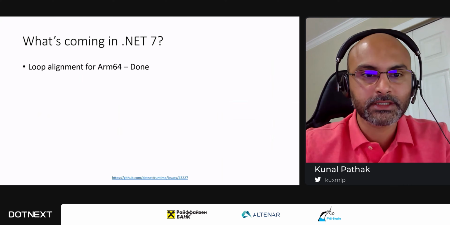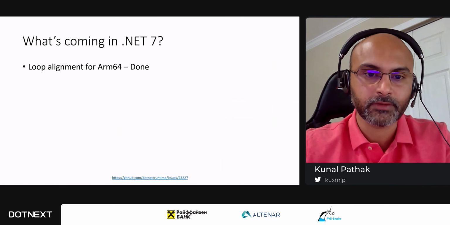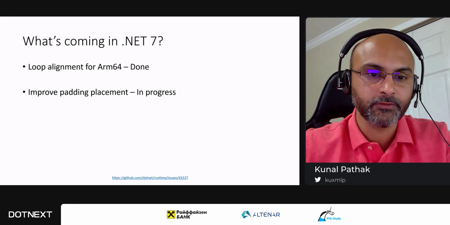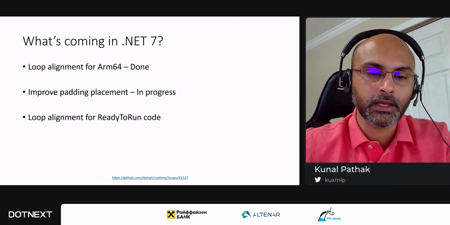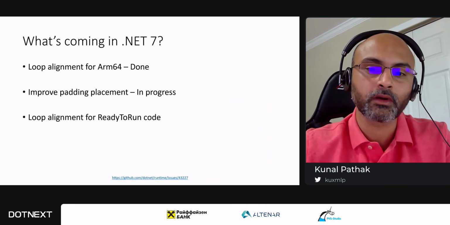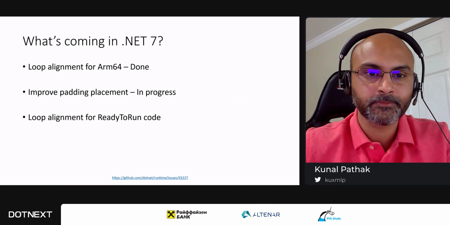So what's coming in .NET 7? Just two days back we added the feature of loop alignment for ARM64, so you will see that in .NET 7. There is also work in progress, which I mentioned in the previous slide, on improving the padding placement, like hiding those align instructions behind the jump. And we are also thinking of adding loop alignment for ReadyToRun code. Those are some of the things you can expect in .NET 7.